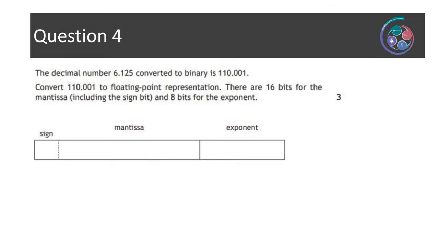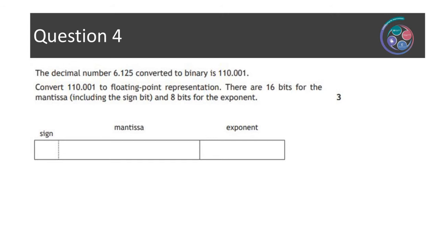Turning ourselves to question number 4. Question number 4 gives us the decimal number 6.125 converted to binary is 110.001. Convert 110.001 to floating point representation.